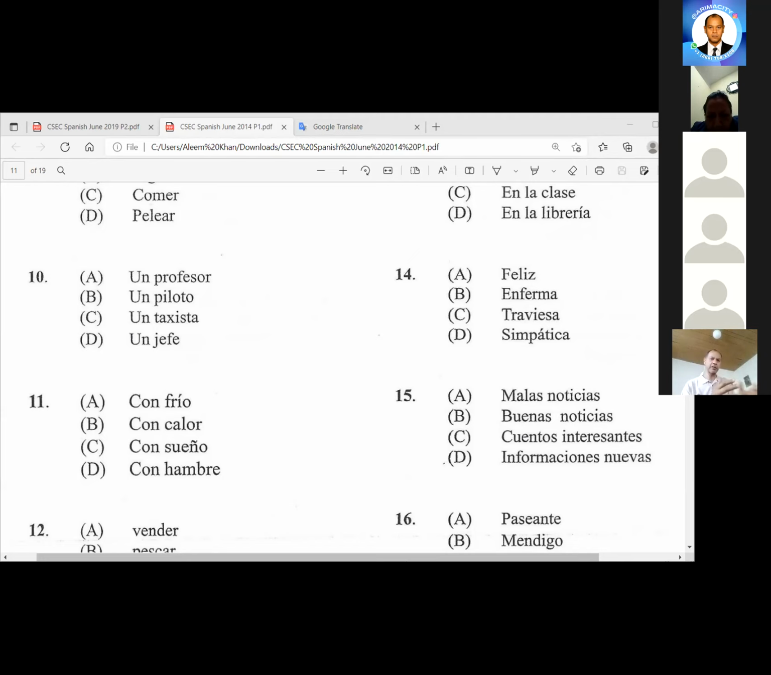Arima está celebrando 133 años de existencia como ciudad. ¿Qué tipo de información es esto? Cuentos interesantes. Yes, it's really cuentos interesantes, because it's not exactly news. It's good news, it's buenas noticias. But it's not like news, you know, media news. Informaciones nuevas.